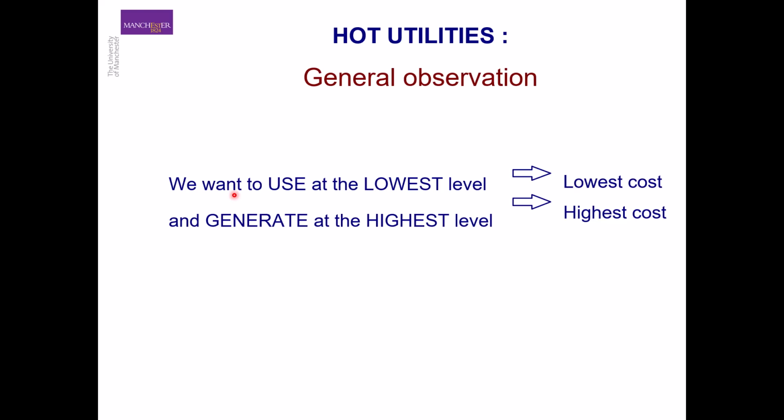And if we are able to generate utilities, we want to generate utilities at the highest temperature or at the highest level. So for example, if you have the opportunity of producing LP steam or MP steam or HP steam, you would prefer to produce high pressure steam compared to low pressure steam, because that high pressure steam would be actually much more useful for you in the process compared to LP steam.